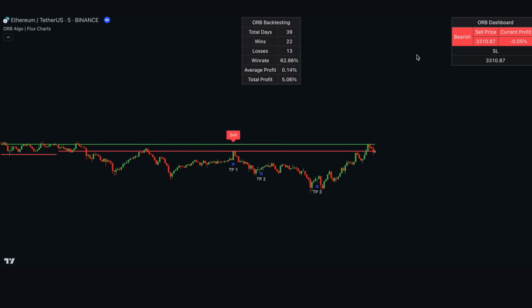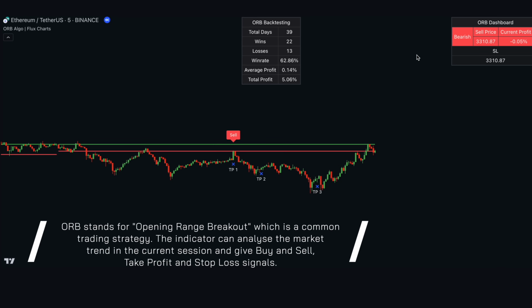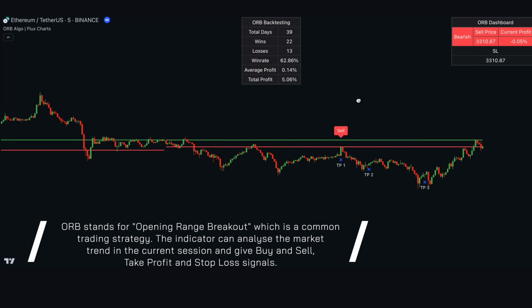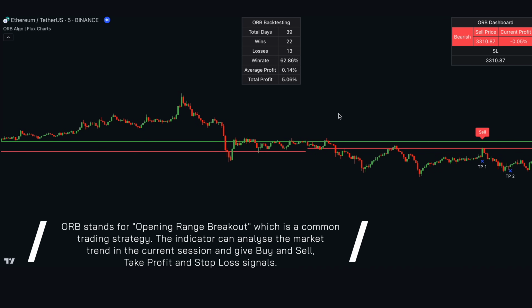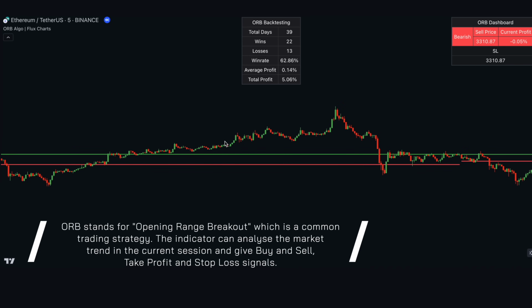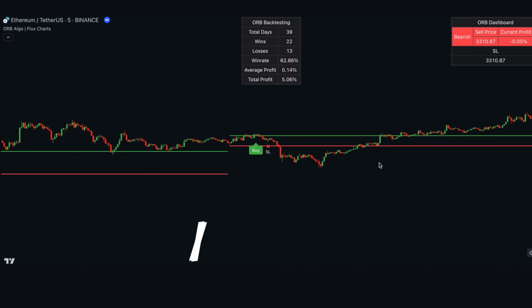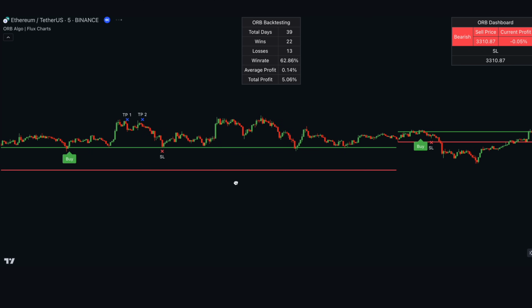This one is called Orb Algo by Flux Charts. ORB stands for Opening Range Breakout, which is a common trading strategy. The indicator can analyze the market trend in the current session and give buy and sell, take profit and stop loss signals. This indicator works best in 1-minute time frame.